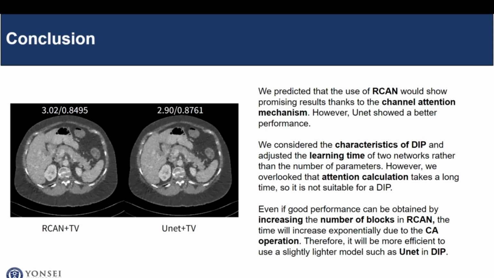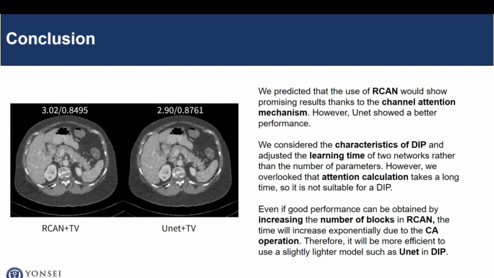So finally, our conclusion. Unlike our initial prediction, UNet showed a better performance than the Archon structure. We hypothesized that this performance gap originates from the adjusting stage of our experiment, where we adjusted the learning times of the two networks rather than the number of parameters. However, we overlooked that the attention calculation takes a long time, so it is not suitable for DIP.